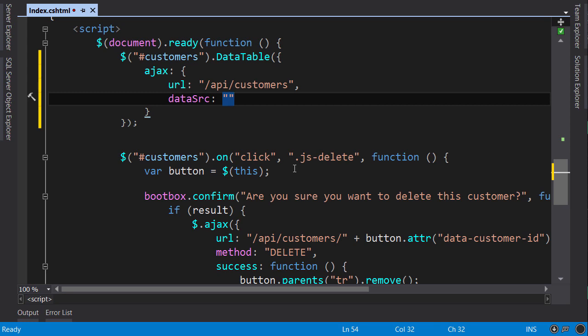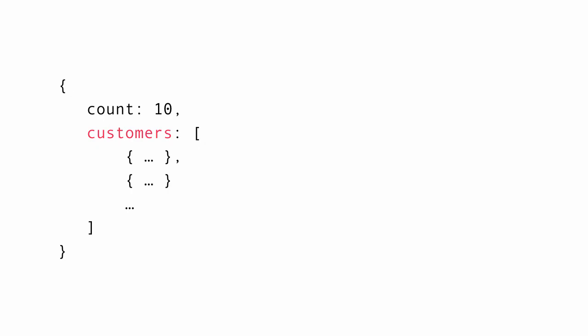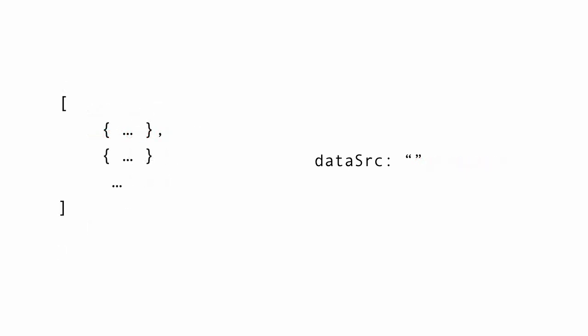What is this? Well, imagine our API responded with an object like this. In this case, the customers property is the actual source of data. So we would set data source to customers. But in our case, the response we get from our API is an array of objects. So this array itself is the actual source of data, and our DataTable doesn't need to go to another object to get it. That's why we set data source to an empty string.